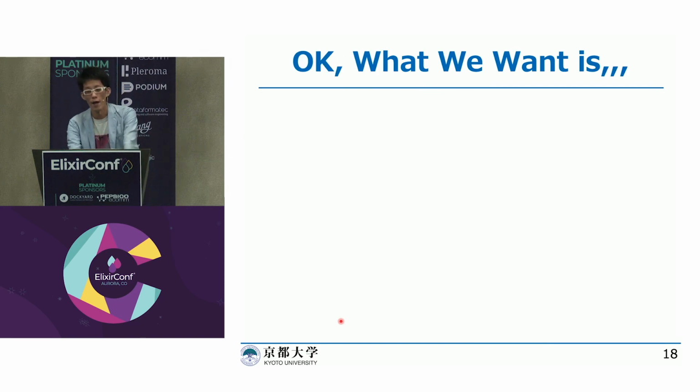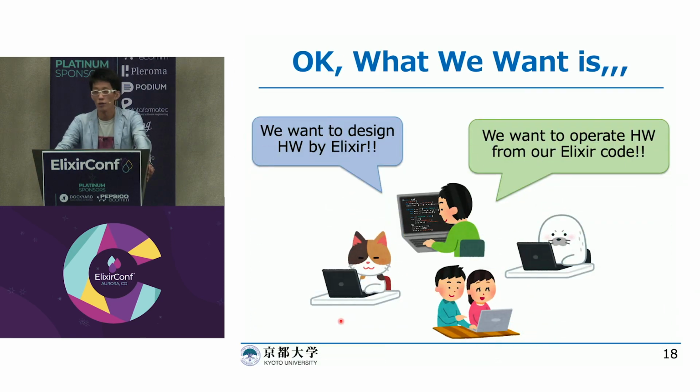What we want is, we want to design hardware by Elixir. Only me? No? So we want to operate hardware from our Elixir code. If it can be realized, your Elixir application can be accelerated, and its performance and power savings can be improved.